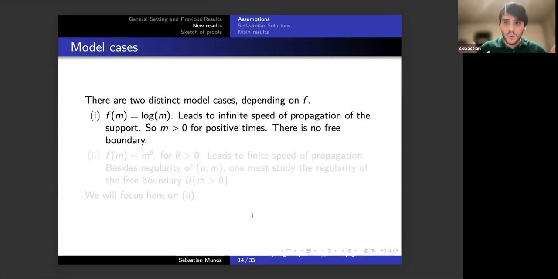So even if we start with compact support in the real line, we have an instant regularization result. We have some results in this direction. There is no free boundary because of the instant propagation of the support. But I'm not going to focus too much on this.